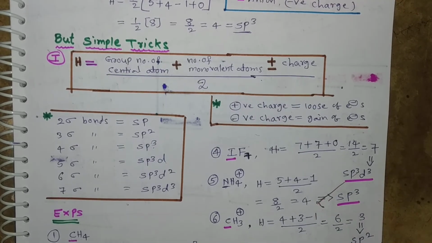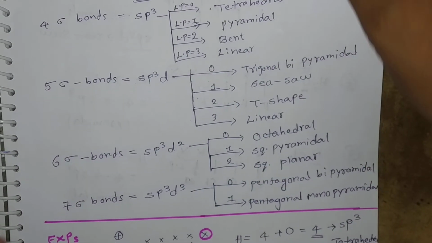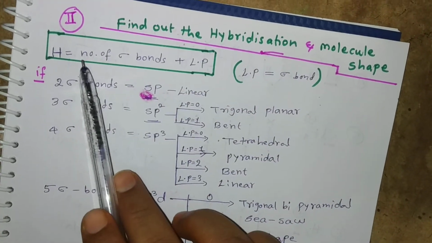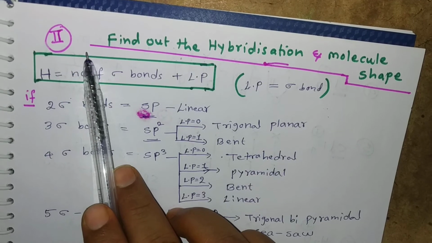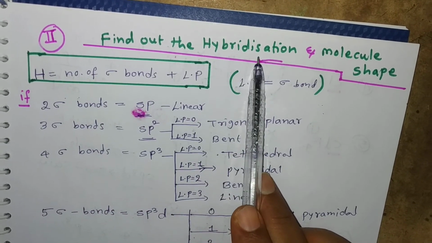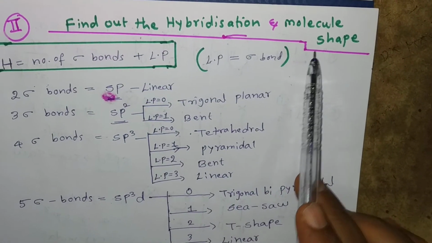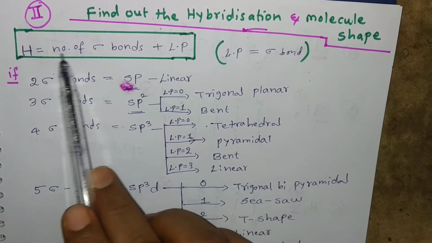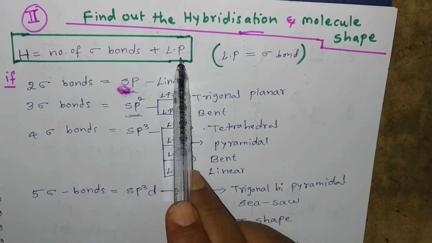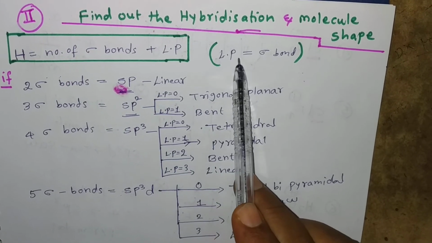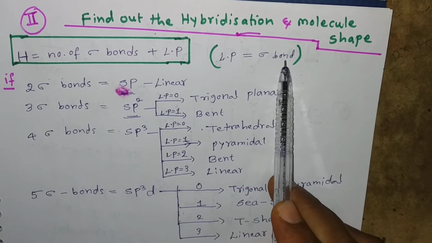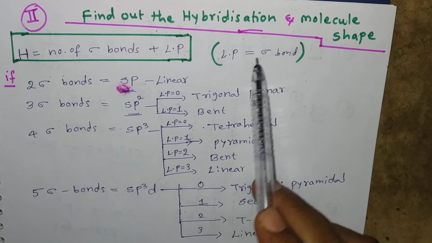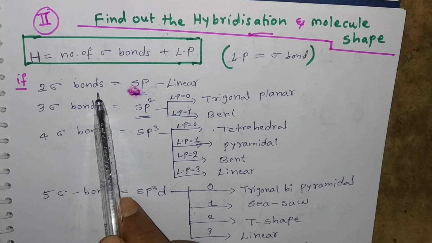And the second method, this is the most important method. The second method is mainly used to find out the hybridization and molecule shape. Very, very important. What is the formula? Hybridization is equal to number of sigma bonds plus lone pairs. So the lone pairs are also considered as sigma bonds. Total counting sigma bonds with lone pairs. If two sigma bonds, what is the hybridization?